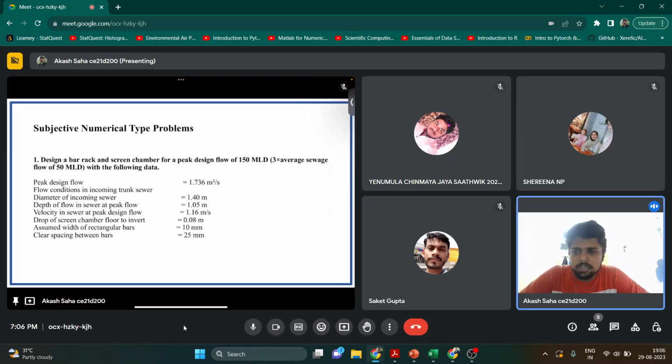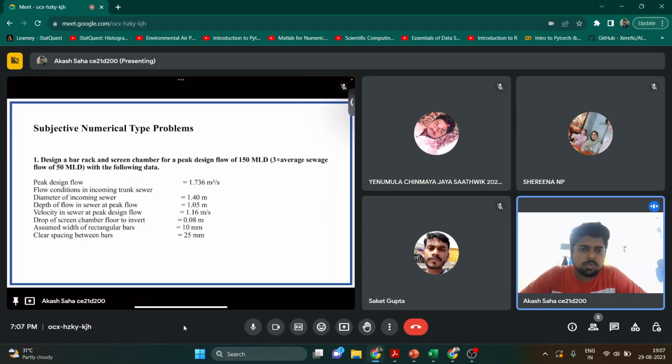And then the drop of screen chamber to the invert, and then the assumed width of the rectangular bars which will be provided as screens, that is 10 mm, and the clear spacing between the bars. So this is the overall data given for the problem, and with respect to it we have to design the bar rack and the screen chamber. So try to picturize the problem at first, like how the sewer line and the bar screen will look, and then we can move on to designing the screen chamber.